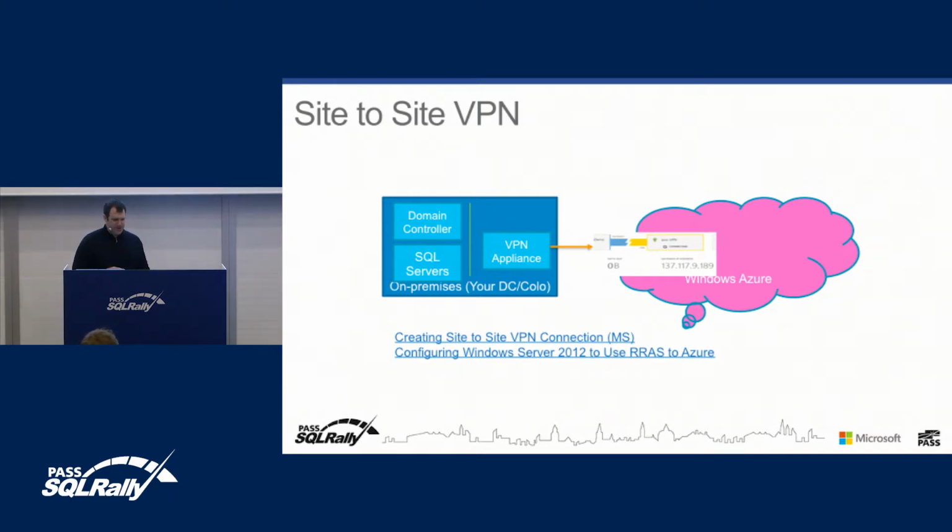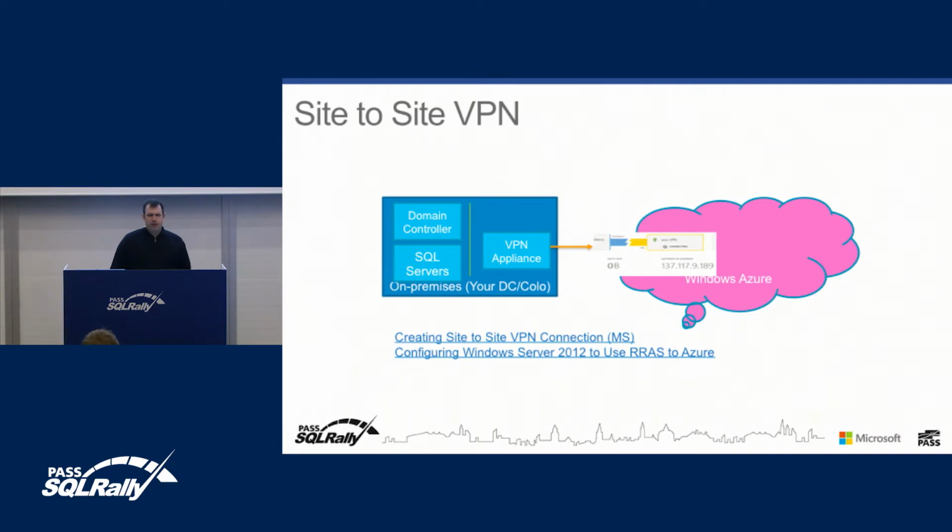So site-to-site VPN, this is the main way I recommend connecting if you're using a smaller installation of Azure, if you're going to have a handful of assets out there. This is probably the way to go. It requires either a VPN appliance, or you can use Windows Server 2012 Routing and Remote Access Services. Basically, you're just using a Windows Server as a VPN connection.